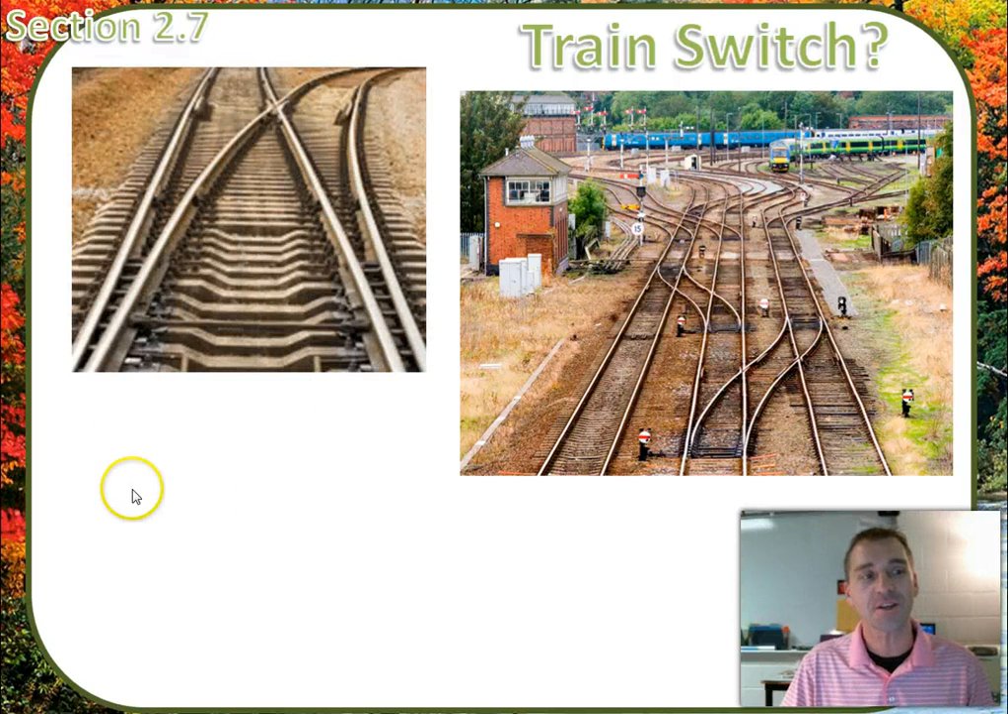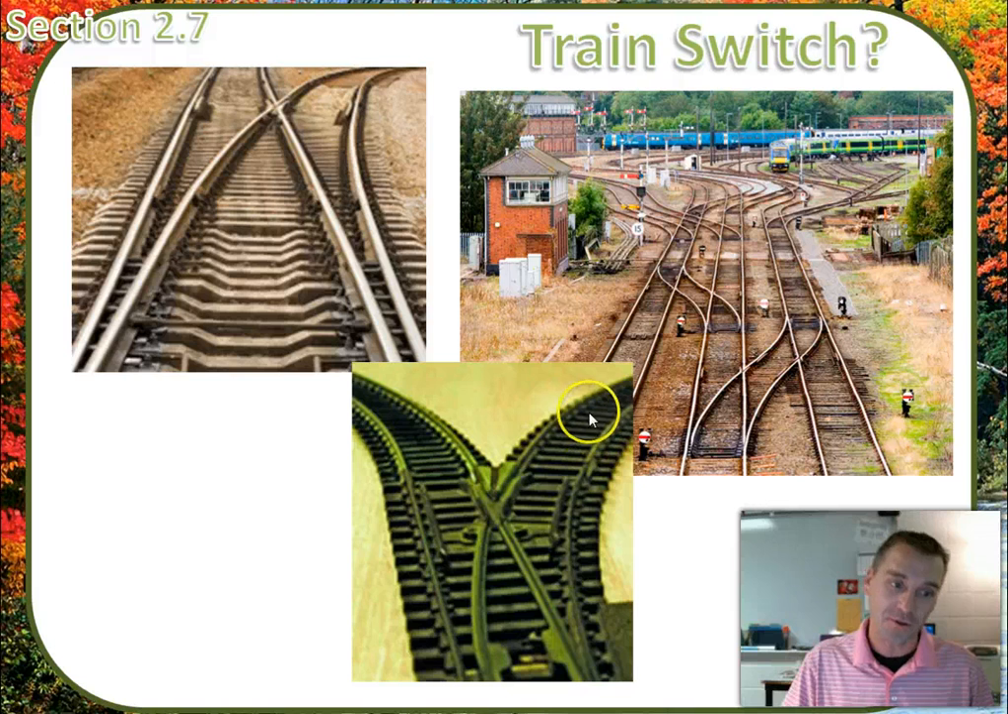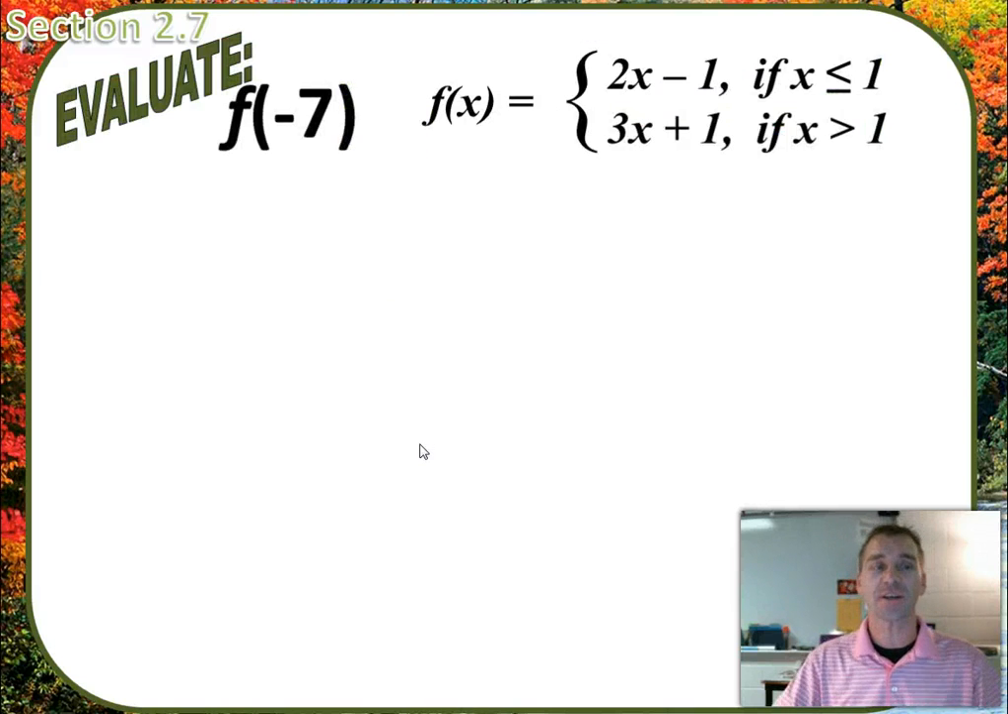So they're called train switches, where you don't get a choice. You have to go the right way. So you're either going to go to the right or the left. Here's another one. You either go to the right or to the left. Now, this train switch analogy is going to help you understand how you evaluate these piecewise functions.